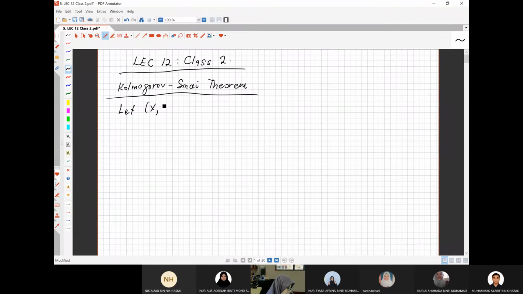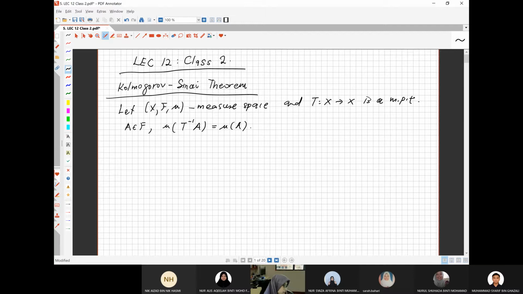So let this triple be the measure space, and T is the measure preserving transformation. So for any A in F, we have that the measure of the pre-image of A is equal to the measure of A. This is for the measure preserving transformation. The Kolmogorov-Sinai theorem is actually the theorem to find the entropy of the transformation.